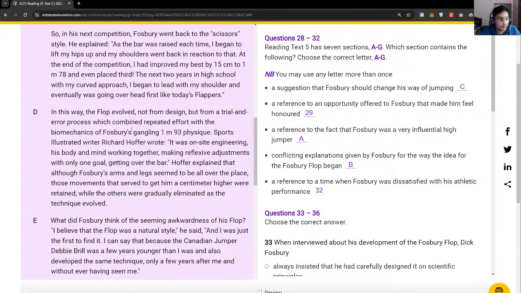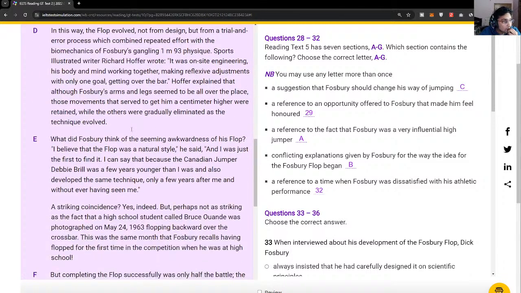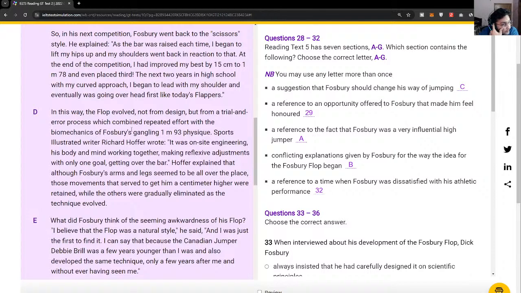This way the flop evolved, not from design but from a trial and error process which combined repeated effort with the biomechanics of Fosbury's gangling 1 meter 93 physique. Sports Illustrated writer Richard Hoffer wrote, "It was on-site engineering, his body and mind working together, making reflexive adjustments, with only one goal, getting over the bar." Explained that he seemed to be all over the place. Those movements that served to get him a centimeter higher were retained, while the others were gradually eliminated as the technique evolved.